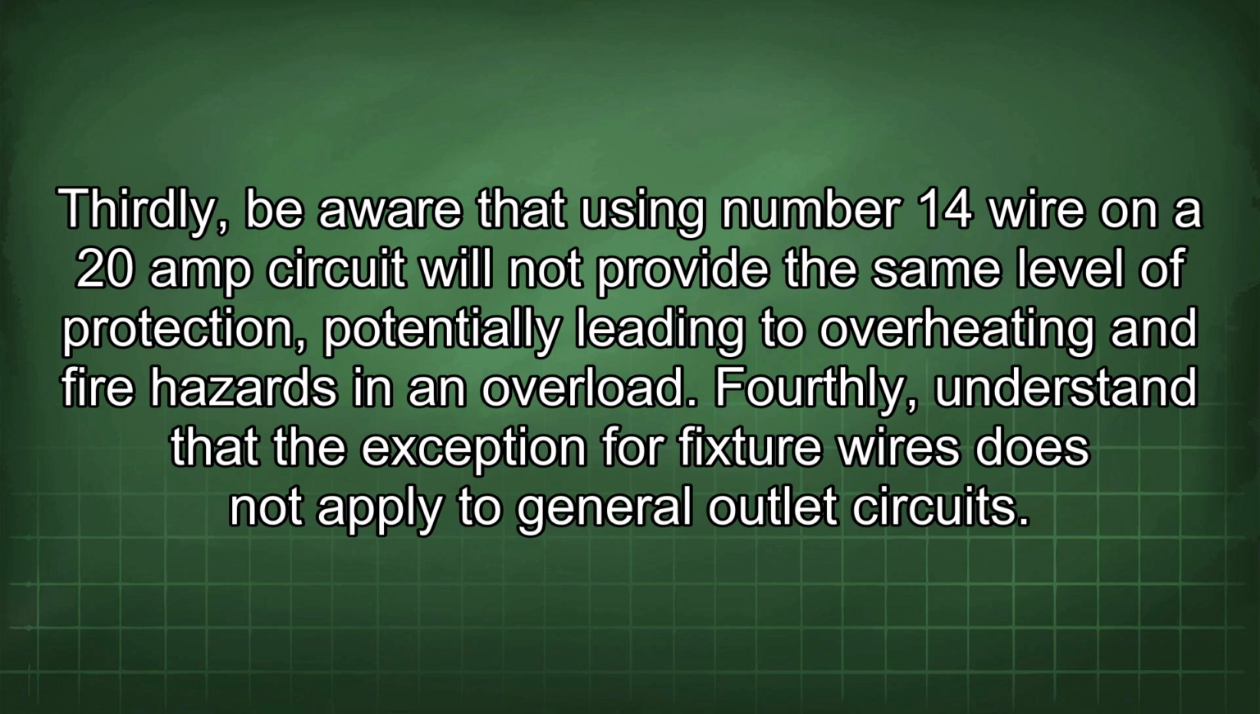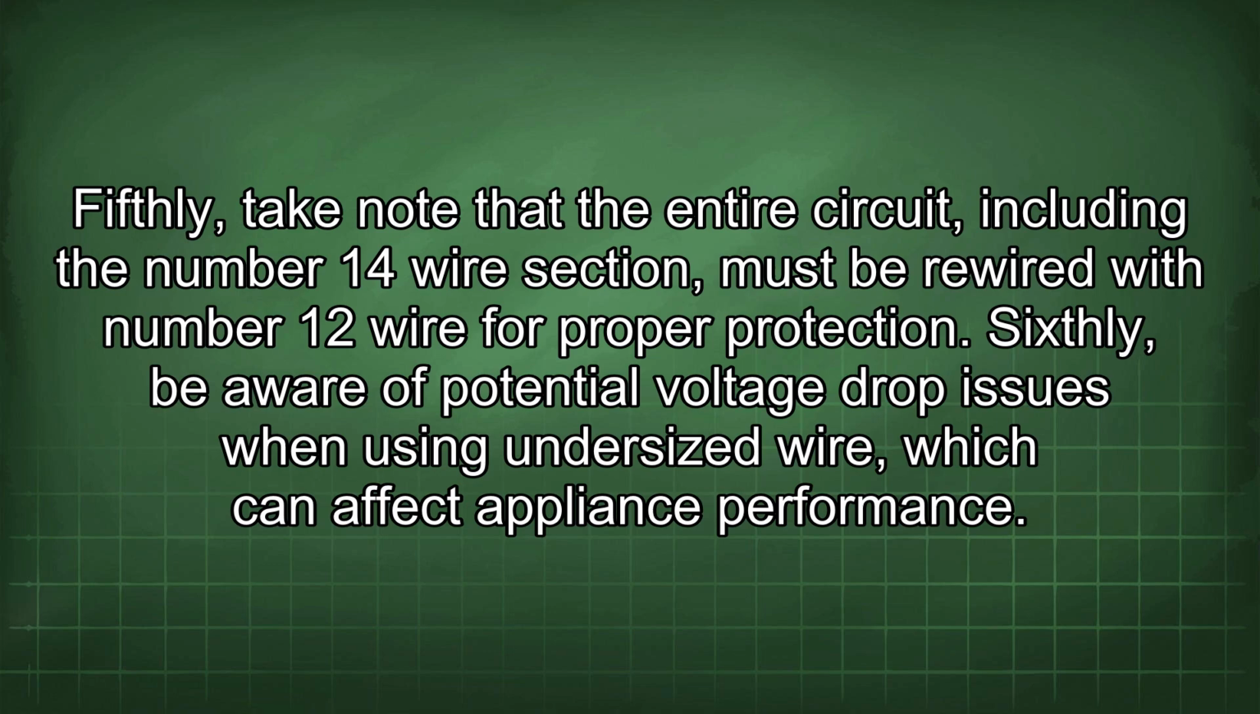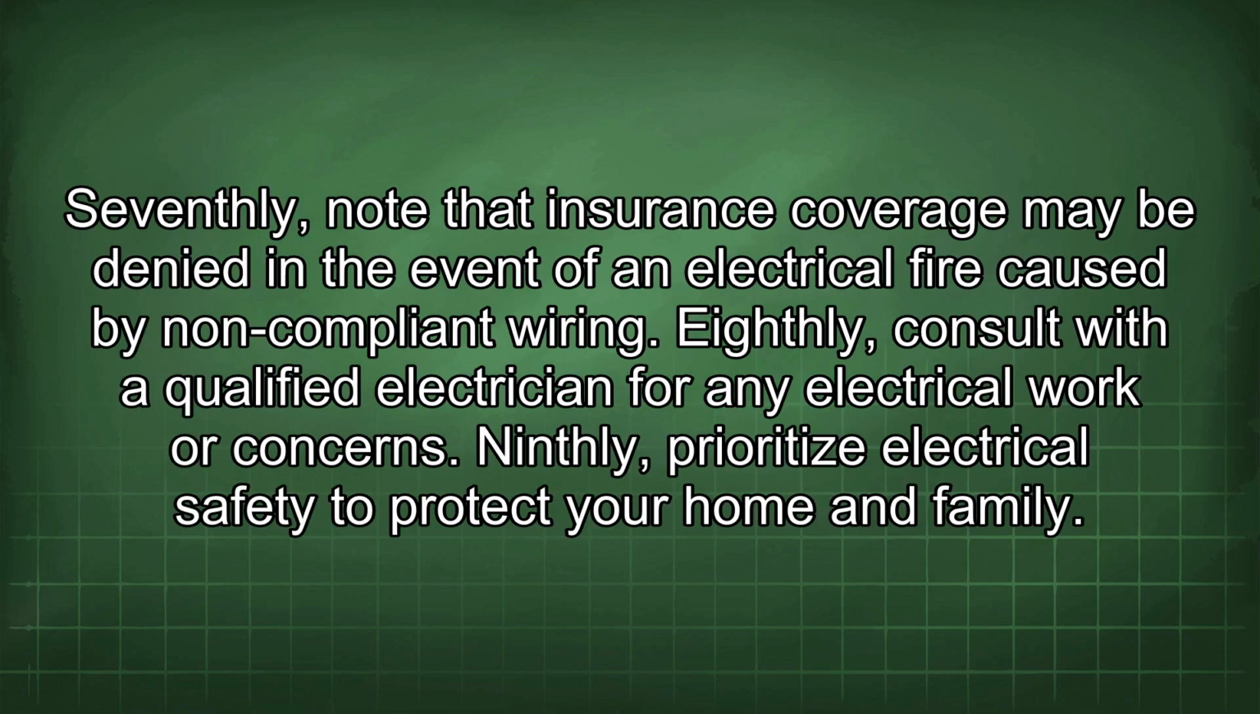Fourthly, understand that the exception for fixture wires does not apply to general outlet circuits. Fifthly, take note that the entire circuit, including the number 14 wire section, must be rewired with number 12 wire for proper protection. Sixthly, be aware of potential voltage drop issues when using undersized wire, which could affect appliance performance. Seventhly, note that insurance coverage may be denied in the event of an electrical fire caused by non-compliant wiring.